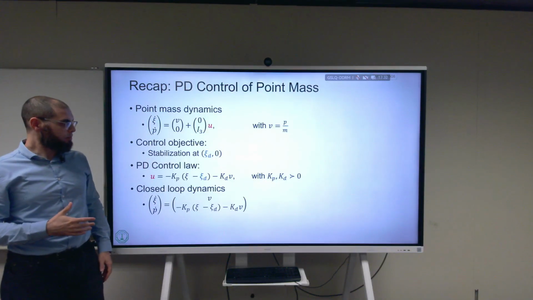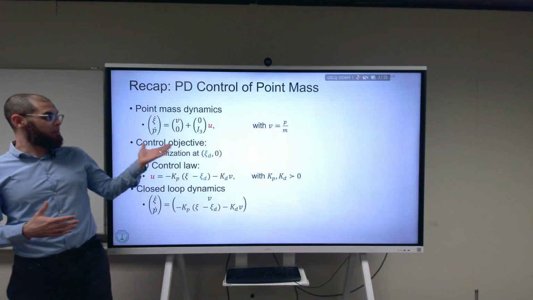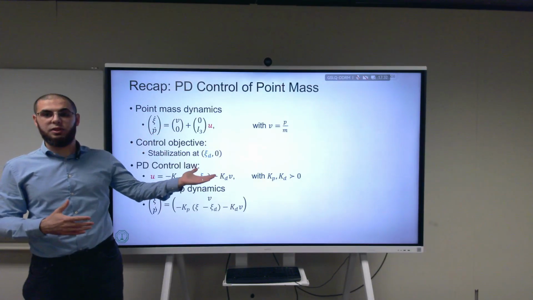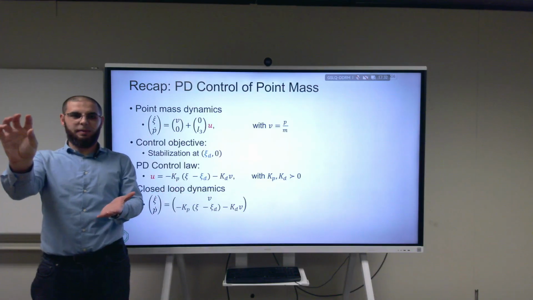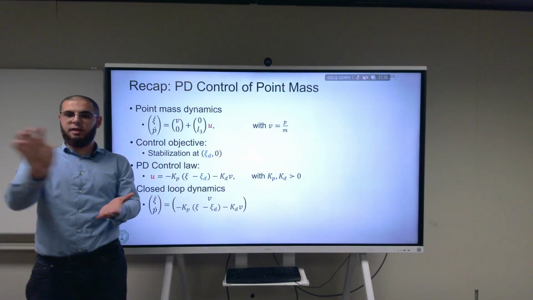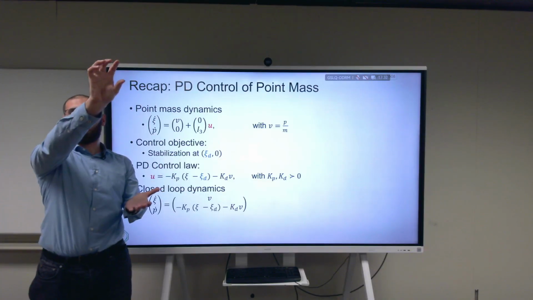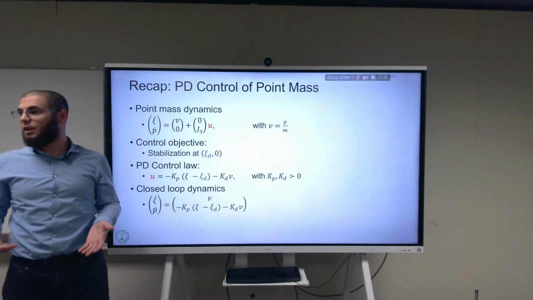The control objective was simply to stabilize the point mass at some desired position with zero velocity. So this is the actual position of the point mass. I want it to come here. And then I change it, I want it to come here, and so on and so forth. What is the controller that can make me do that?